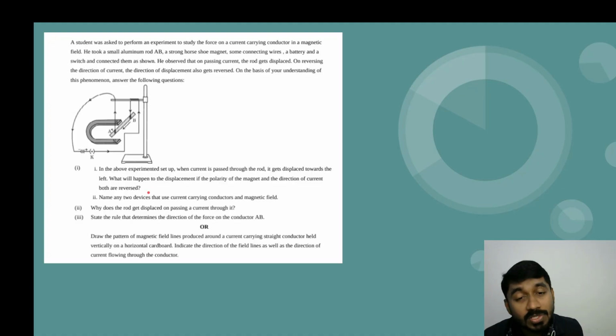The answer is no change, or the deflection will be on the left side. Name any two devices which use the current carrying conductor and magnetic field. You can use motor, electric motor, speaker, or else you can write generator. All these things are using this concept.